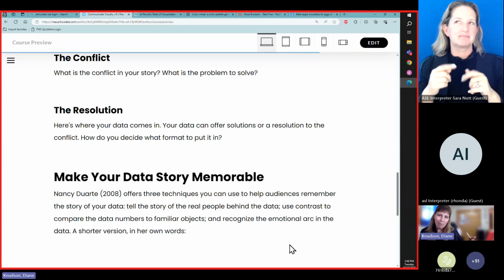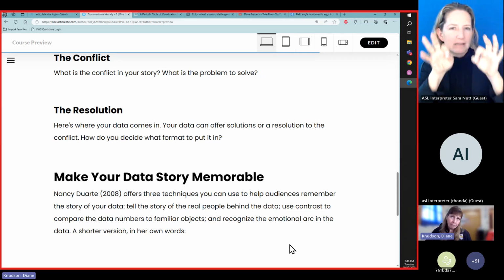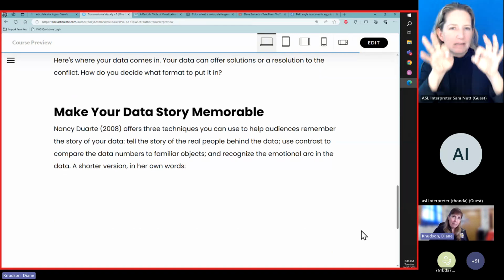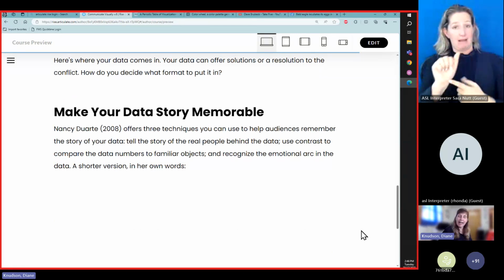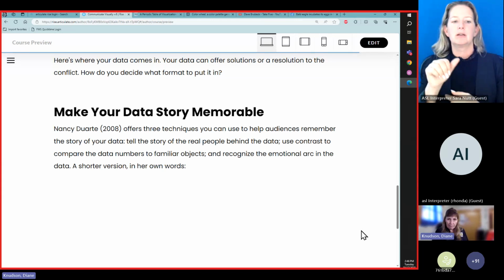How do you decide what format to put it in? We'll discuss that more at length later. But as far as making the story of your data memorable, Nancy Duarte gives 3 techniques that you can use to help audiences remember the story of your data.